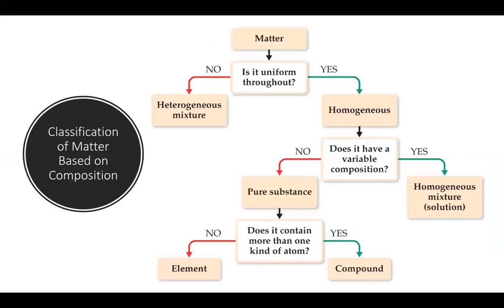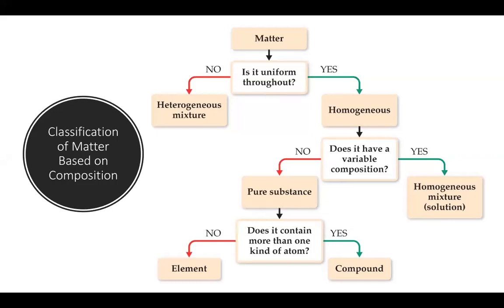All right, this is the classification. So you can see how you can classify them into different things. So first thing you ask for the matter is, is this uniform? That means, can you tell there are multiple layers, different things? If you can tell there are multiple layers, different things, it is heterogeneous mixture, right? If it's uniform, that means you cannot tell them apart, then it is homogeneous. Now, the homogeneous could be a homogeneous mixture, or it is a pure substance.